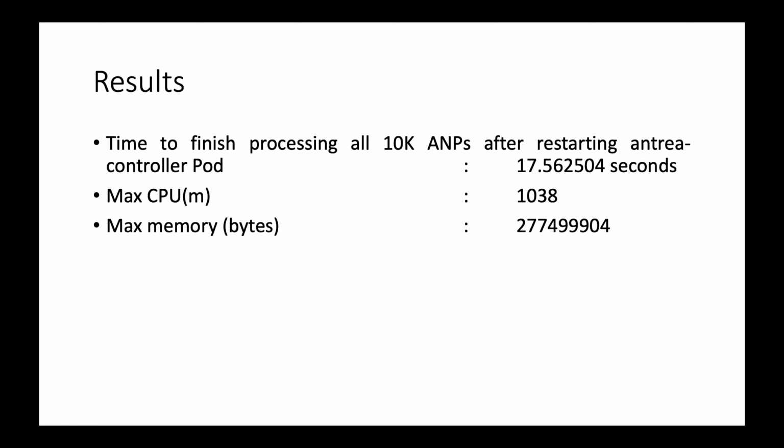So here is the result. Firstly, the Go program was run to create the objects. That took around 40-45 seconds. And I was monitoring the Antrea controller logs. It took around 33 minutes to finish processing all the network policies. Then I restarted the Antrea controller pod. And after restarting, it took around 17.5 seconds to finish processing all 10,000 ANPs. And during this 17.5 seconds, the maximum CPU usage went as high as 1038 millicores and memory as 277 megabytes.